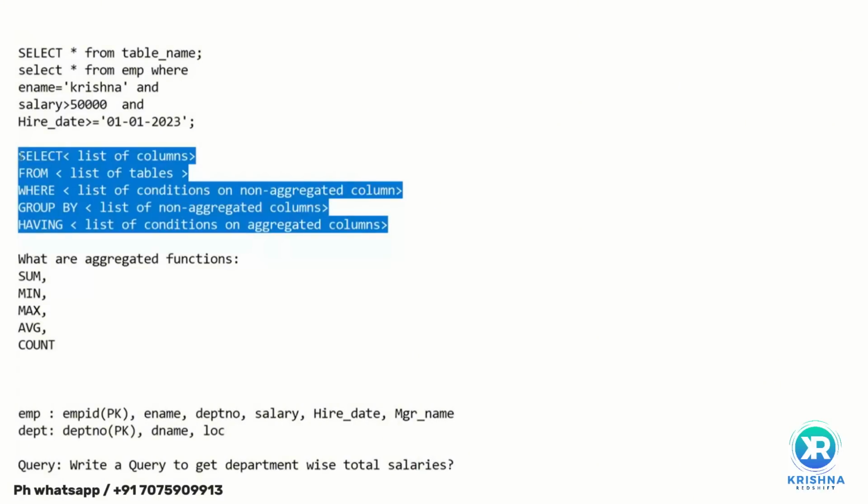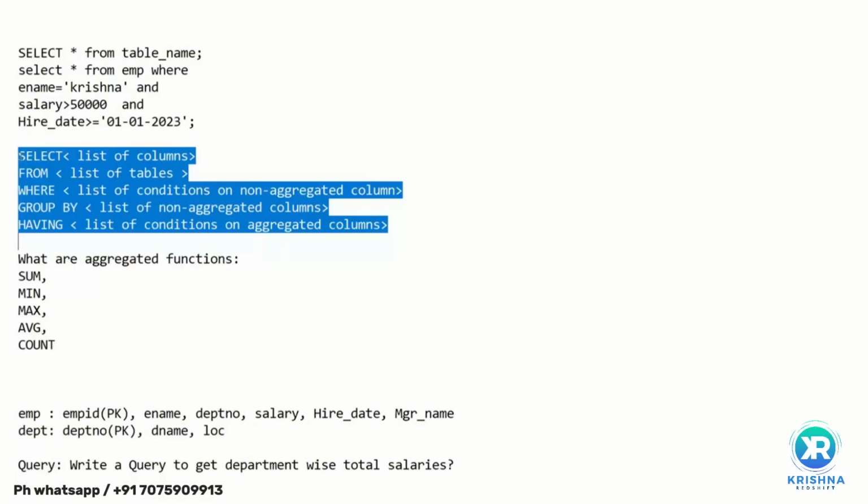Select has a list of columns, and that list can have normal columns or aggregated columns. Normal columns means employee ID, employee name, department number, salary, like that. Aggregated columns means sum of salary, count of salary, average of salary, min of salary, max of salary, or max of sales, min of sales, average of sales, whatever it may be, consisting of an aggregate function. What are the aggregate functions? Min, max, average, sum, count. These are all called aggregate functions. So the select list can have both types, normal columns or aggregated columns.